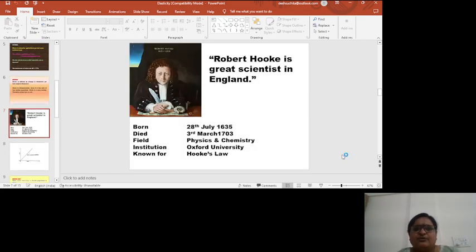Now, Hooke's law. Robert Hooke, born on 28th July 1635, died 3rd March 1703. Field: Physics and Chemistry. Institution: Oxford University. Known for Hooke's law.